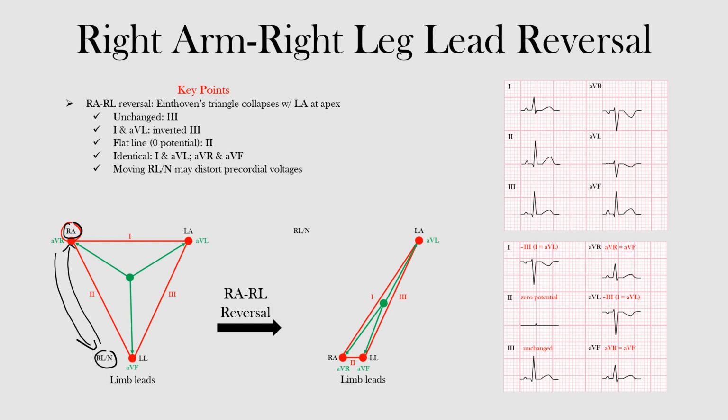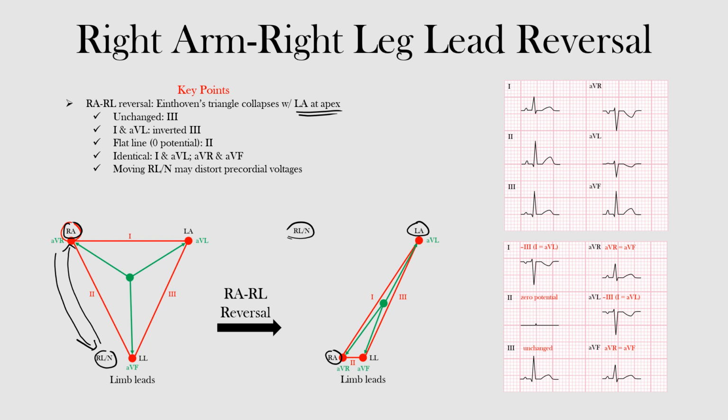What we have going on here is that you can see the right leg comes up in this position where the right arm was, and we're bringing the right arm down here in that neutral position where the right leg electrode was. The left arm comes to the apex of our triangle, which is this part here. Hopefully that makes sense so far.